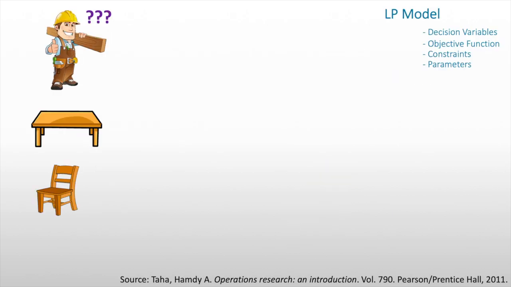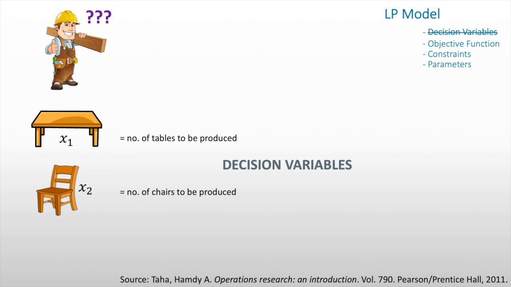Remember that an LP model consists of decision variables, objective function, constraints, and the parameters. So first, what we have to do is to let variables x1 and x2 be the number of tables to be produced and the number of chairs to be produced, respectively. The x1 and x2 will now be called our decision variables.